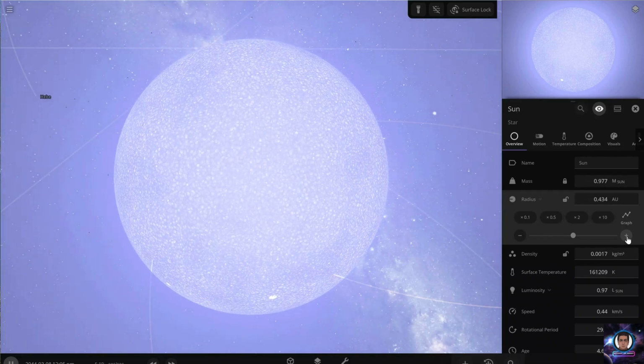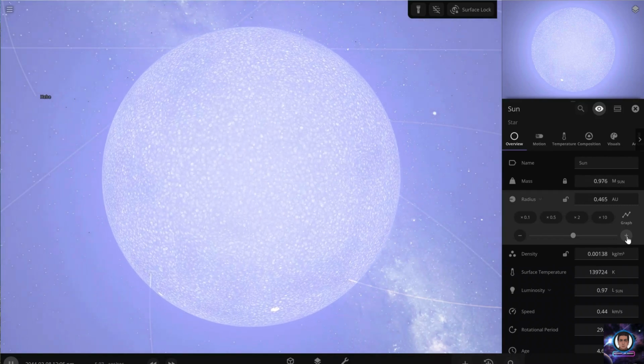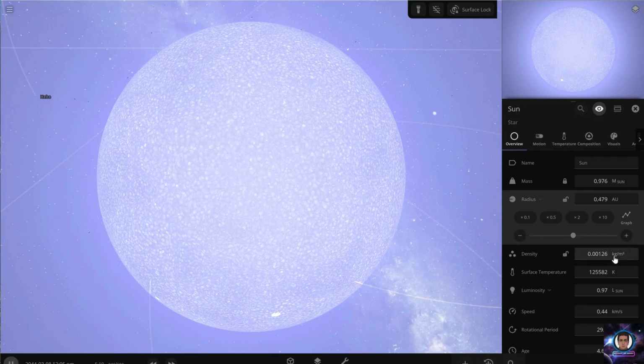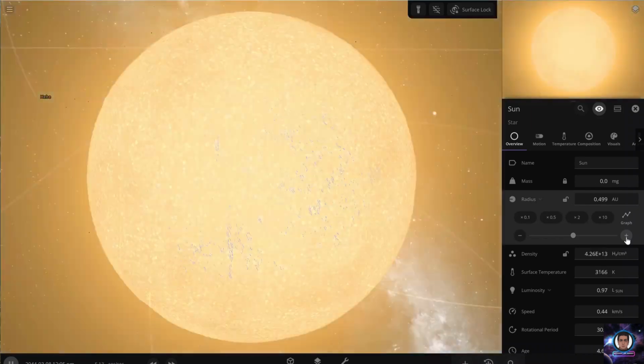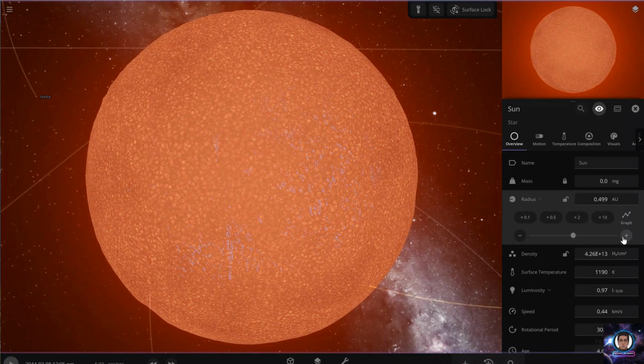I keep increasing the radius of the sun and you can see the density is at the lowest amount. Oh, it's just lost. The sun is lost right now. You can see in a moment with this density, we just lost the mass of the sun. If I just play the simulation, you can see we would lose the sun. Let me slow it down so at least we can see the scene.